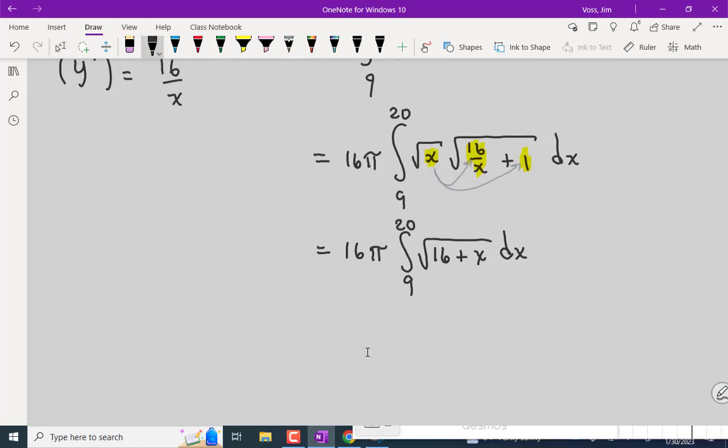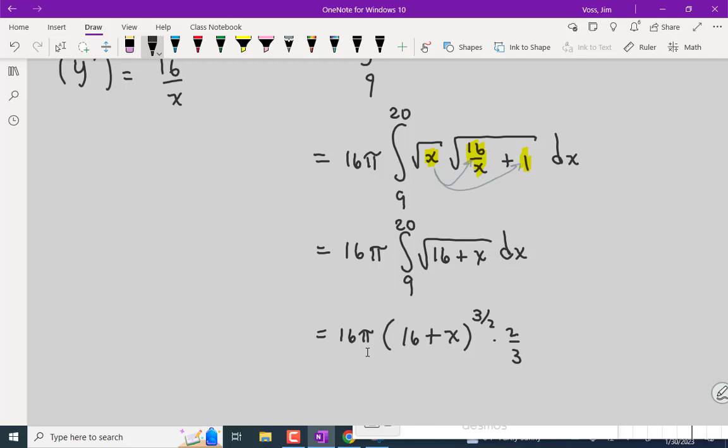So this will give us 16 pi, and then our base is 16 plus x. In the integrand, it's to the half. We add 1, we get 3 halves. Dividing by 3 halves means multiplying by 2/3. I didn't leave space in front.